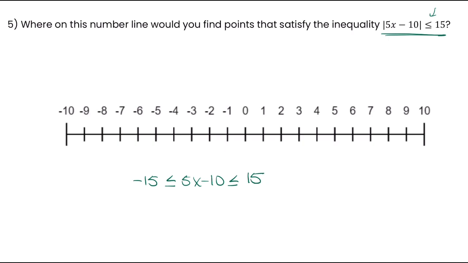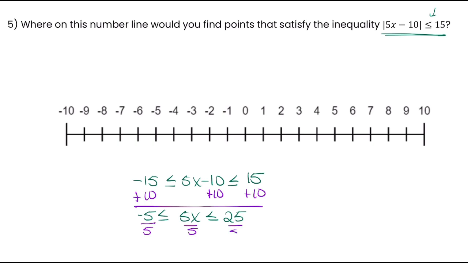Remember, we can solve this by working on isolating the variables. I'm going to start off by adding 10 everywhere in this compound inequality. On the left side, I have negative 15 plus 10, which is negative 5, less than or equal to 5x, which is less than or equal to 15 plus 10, which is 25. Now I need to divide by 5. And when I divide by 5, I get negative 1 is less than or equal to x, which is less than or equal to 5.